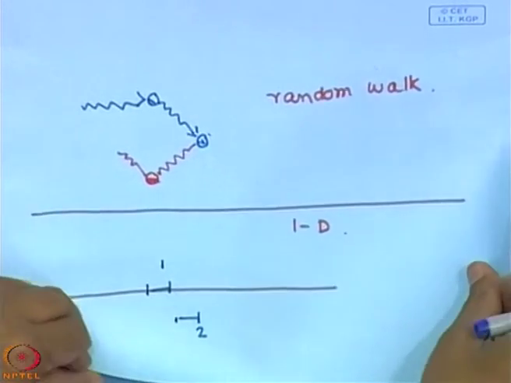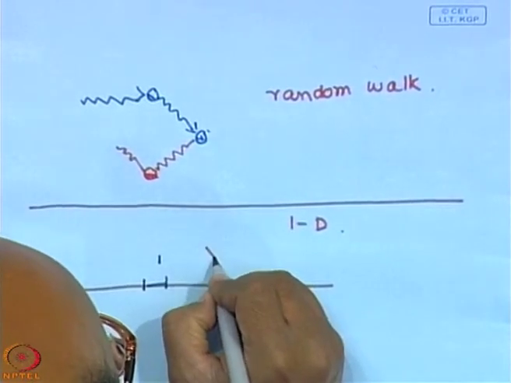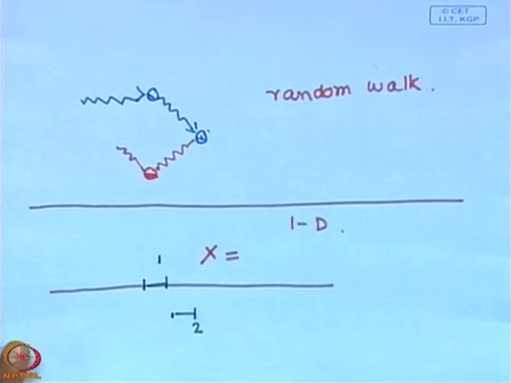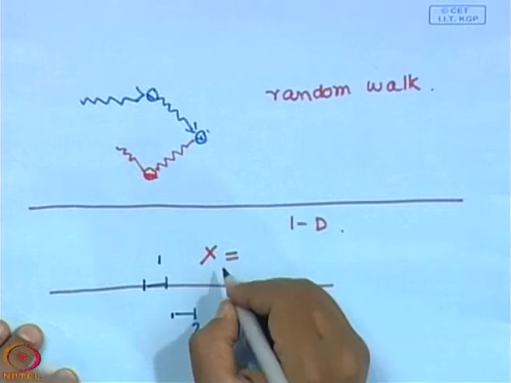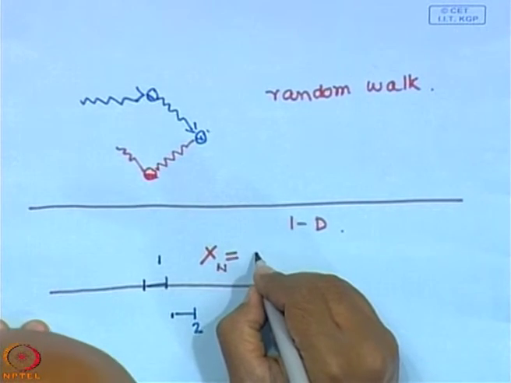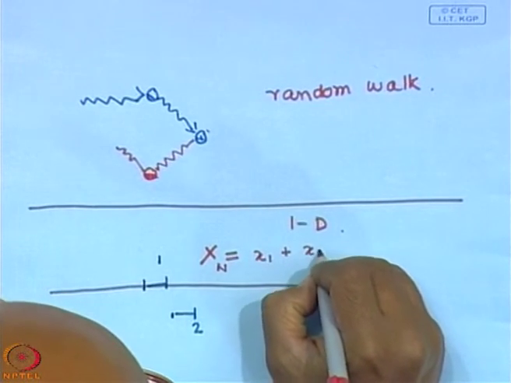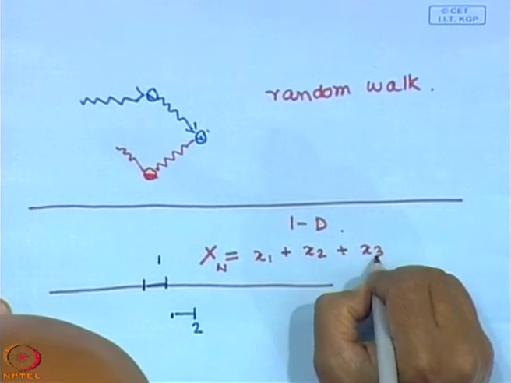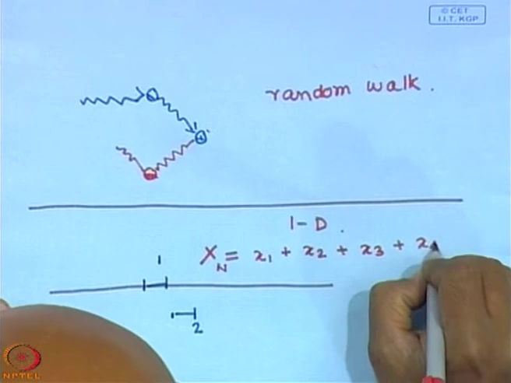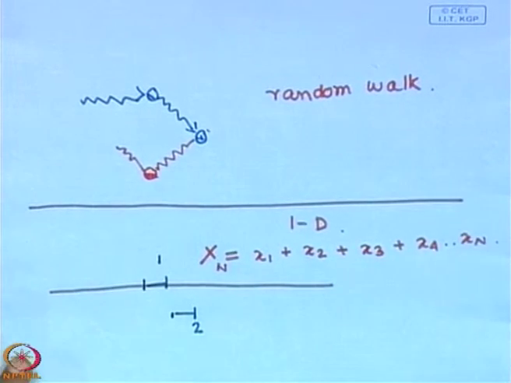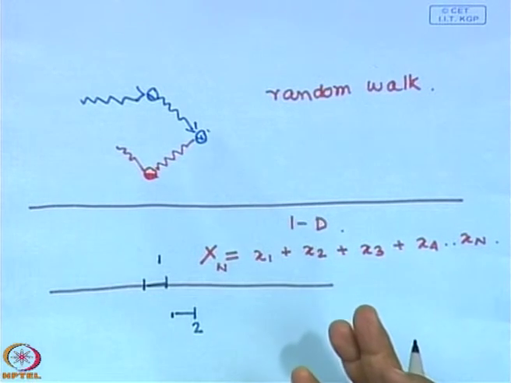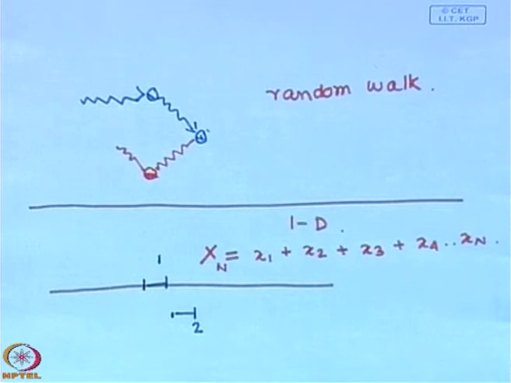So, what we will do is, let us consider the position of the photon after n such steps. We will call this the position of the photon after n steps, and this will be a sum of small x1, that is the first step, plus the position after the second step, third step, plus the fourth step, etc., all the way to xn. And these xn's are random numbers, they could either be plus 1 or minus 1, or they could be plus some random number and minus some random number.